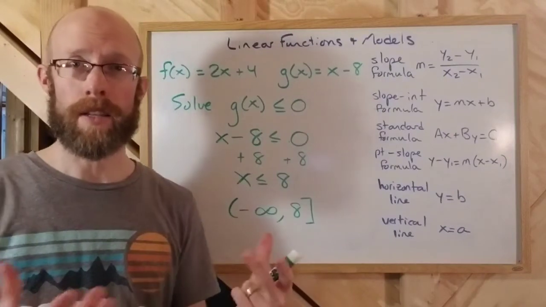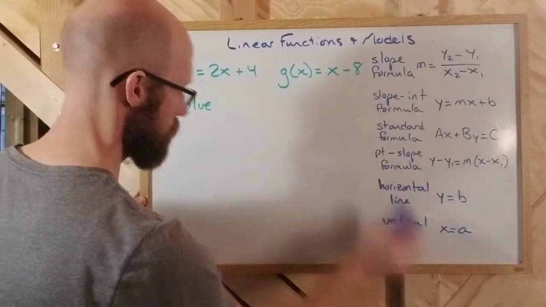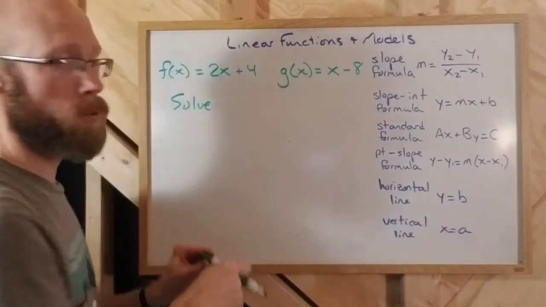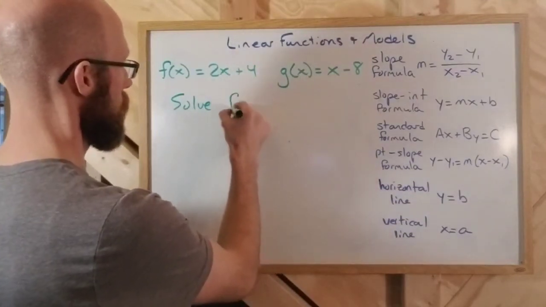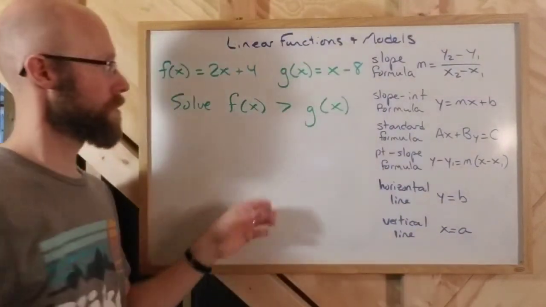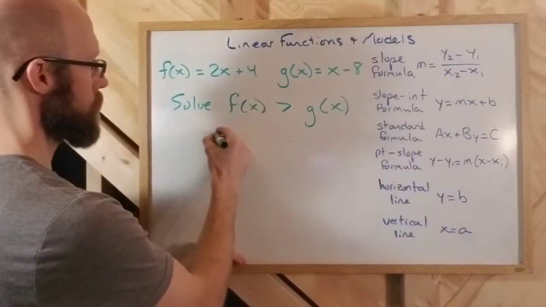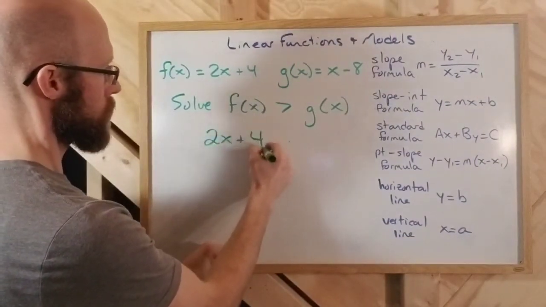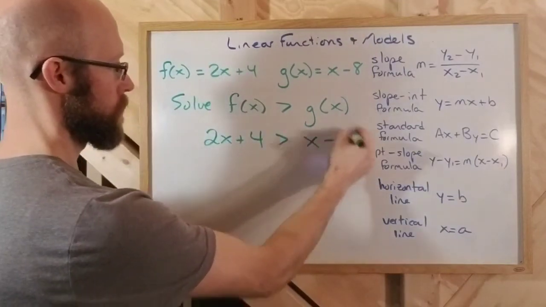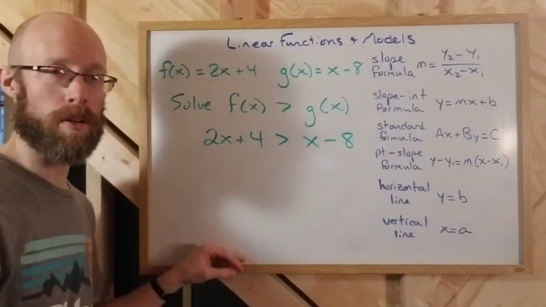We can even combine the two functions together and solve either equations. You could set them equal to each other. We could do inequalities, something like f of x greater than g of x. I could set them equal, or I could make an inequality out of them either way, in which case I'm replacing each function with its equivalent expression. Like 2x plus 4 is greater than x minus 8, and then I just solve using my inequality properties.